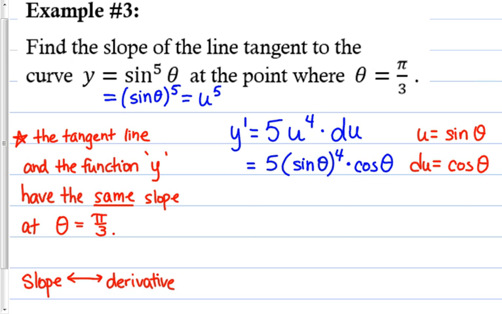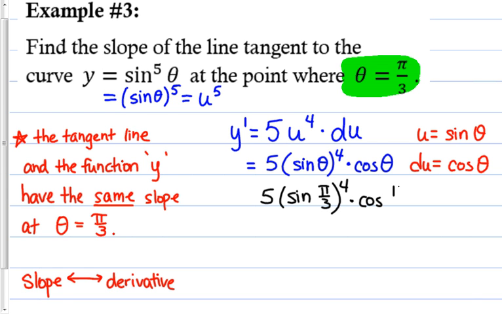Now they want to know what the slope is at a certain point. So this is not just here for decoration. I'm going to have to plug that in. Okay, so I have 5 times sine of pi over 3 to the 4th power times cosine of pi over 3.